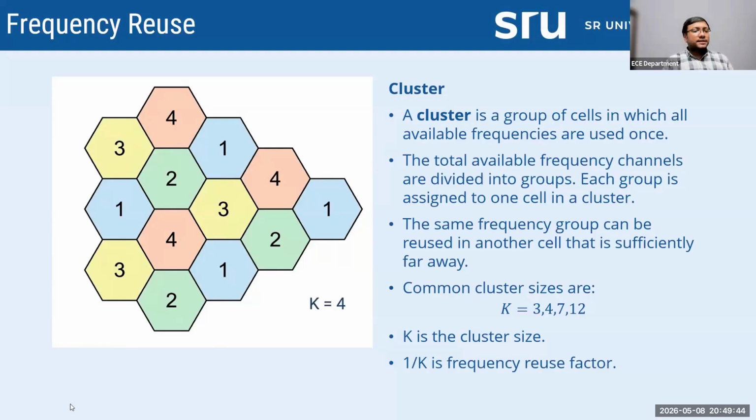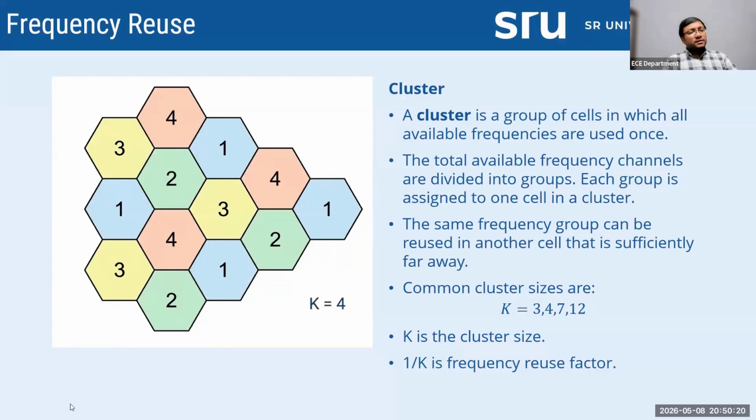Similarly, all cell number 2s are using another group of frequency, but the same group of frequency within this 2. So 1 and 2 are using different sets of frequency, but all 1s are using the same frequency and all 2s are using the same frequency. Similarly, all 3s are using the same frequency and all 4s are using the same frequency. So this is the philosophy of cellular structure, or the frequency reuse philosophy.